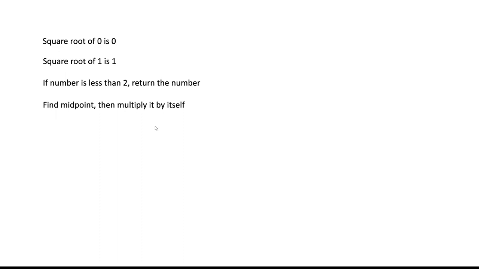There's a few gotchas. The square root of 0 is 0, and the square root of 1 is 1. So if the number is less than 2, we're just going to return the number. And the only other thing that's slightly different is for the midpoint, we're going to actually multiply it by itself because we're looking for the square root. We're looking for a number times itself that equals the input value. So let's jump into the code.